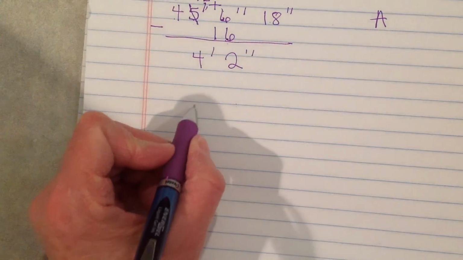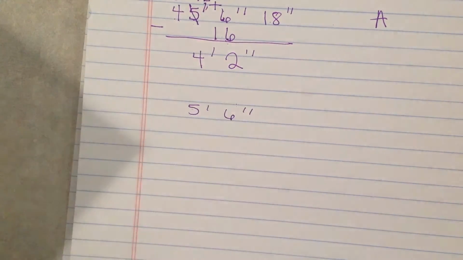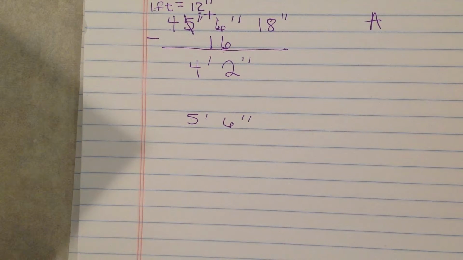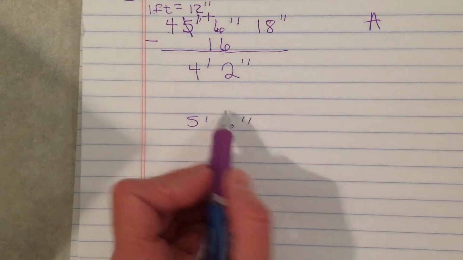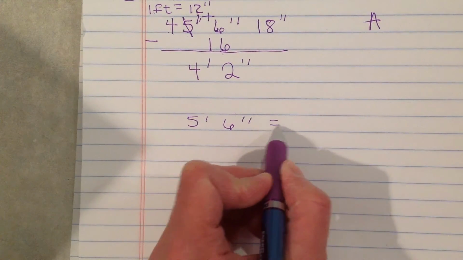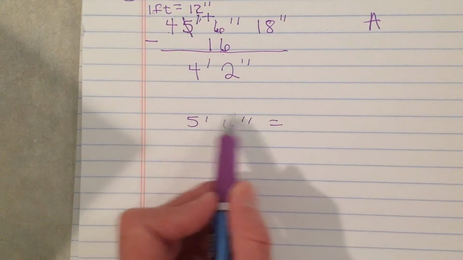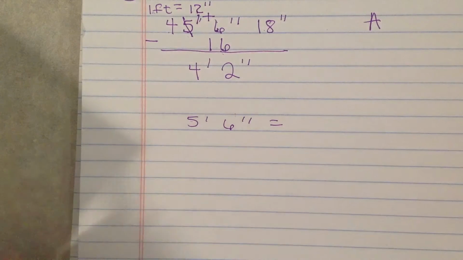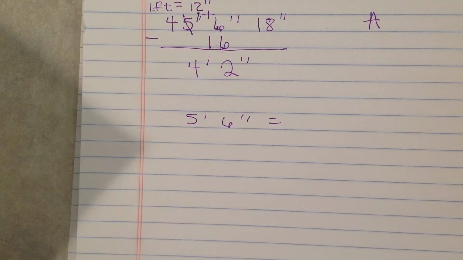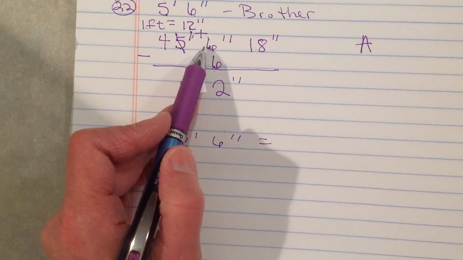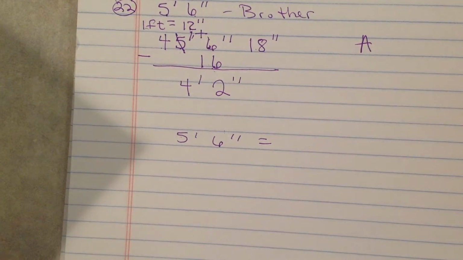The brother is still 5 foot 6 inches, which is still 16 inches taller than Tyler. Joseph is still 16 inches taller than Tyler. So what I'm going to do is I'm going to convert this whole thing to inches. I'm going to subtract the 16 inches once I get it all in inches, and then I'm going to convert it back to feet and inches. So here we go. It's a little bit more steps, but if you have a hard time borrowing a foot, might be the way to go.